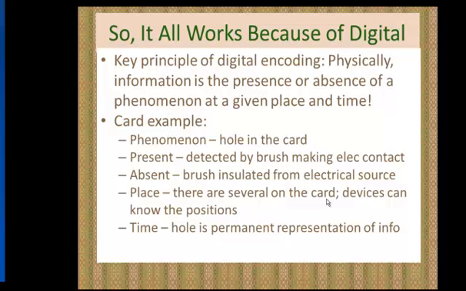So the key principle here is digital encoding. Physically, information is the presence or the absence of a phenomenon at any given place and time. So we started talking about punch cards. The phenomenon was a hole in the card. Is it present? Then it was detected by that brush making the electric contact. Is it absent? Then the brush was insulated from the electrical source by the card. The place: there are several places on the card, and devices know the positions to look for the holes. And time: a hole is a permanent representation of info.